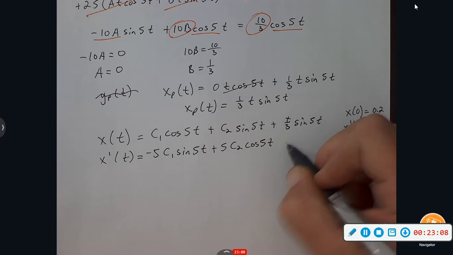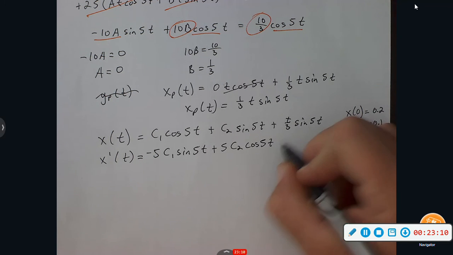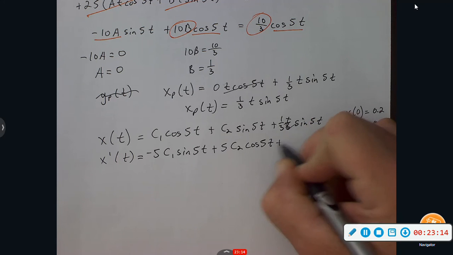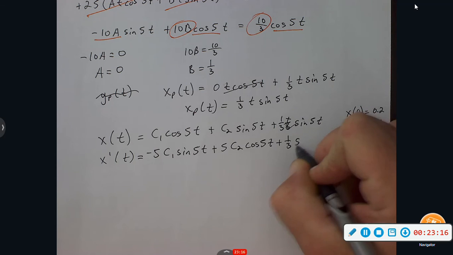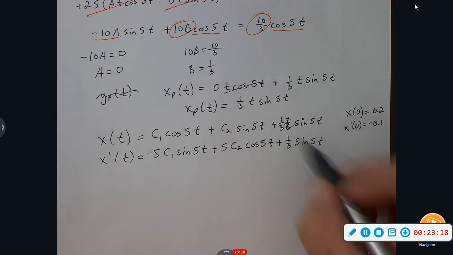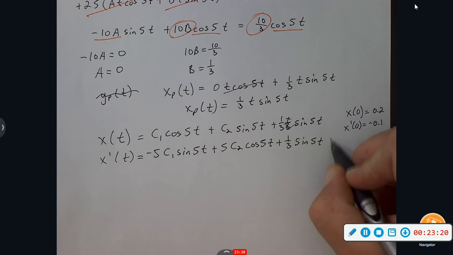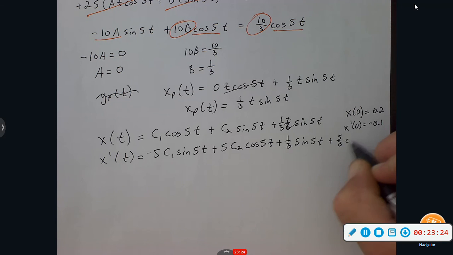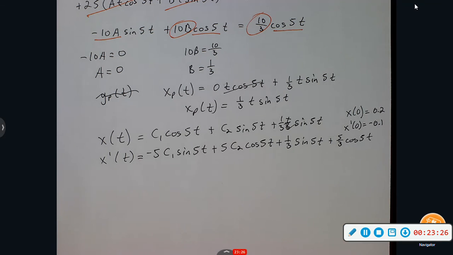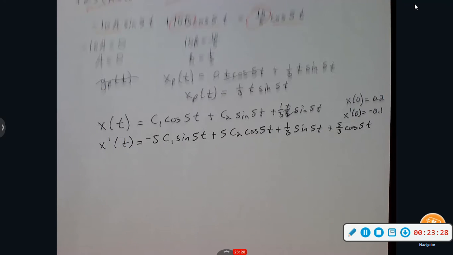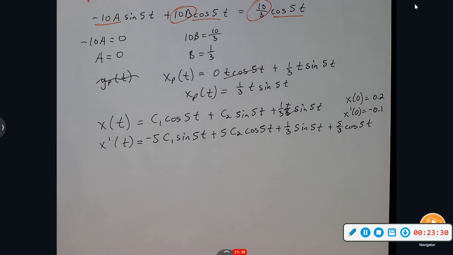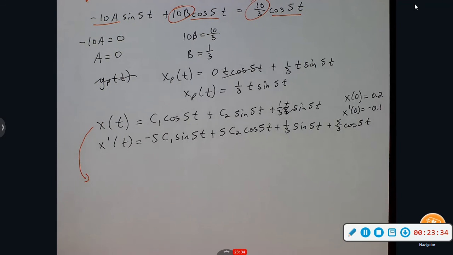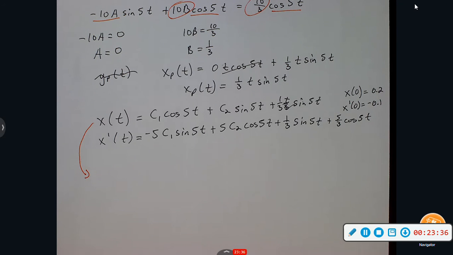All right, so 1/3. Let's keep that 1/3 in front. 1/3 sine 5t. Derivative of sine 5t would be 5/3. Sine turns cosine. I think I got all that right. Hopefully I didn't make too many mistakes, or any mistakes. Let's plug in.